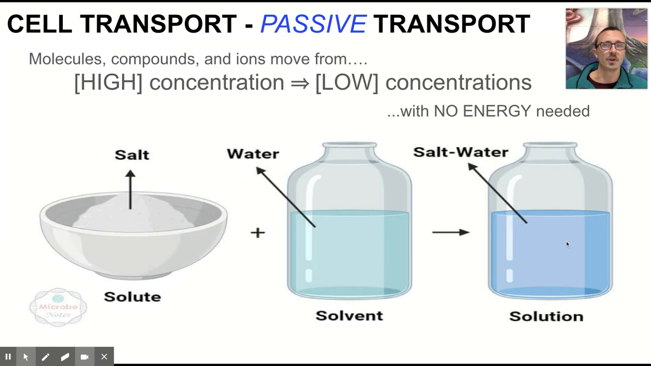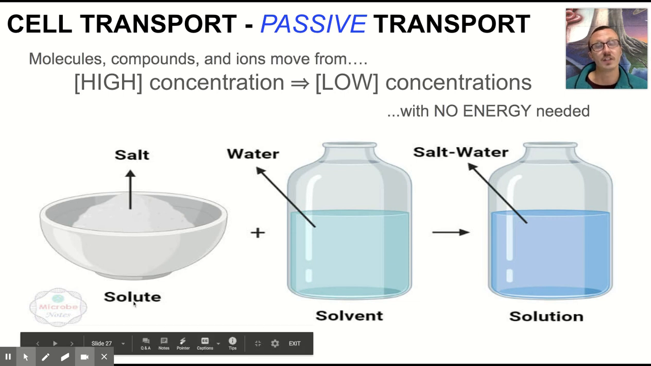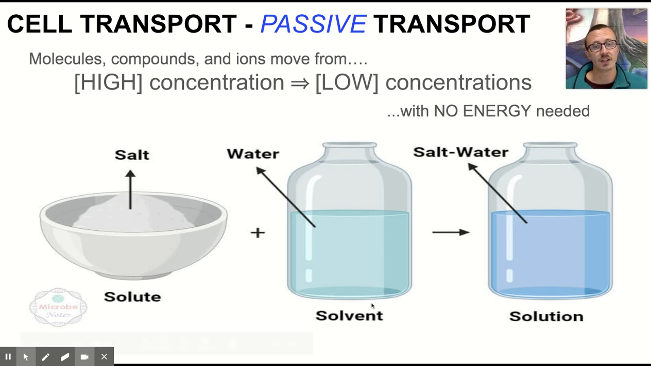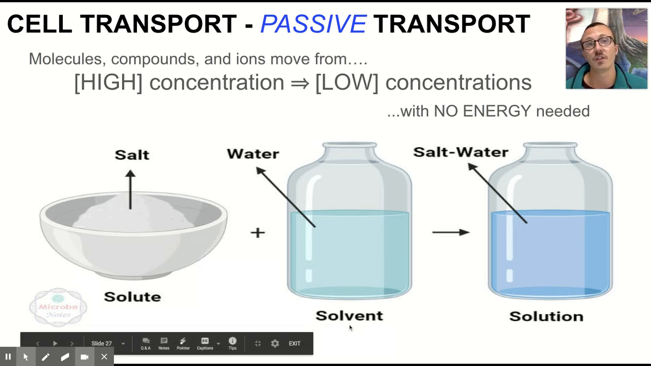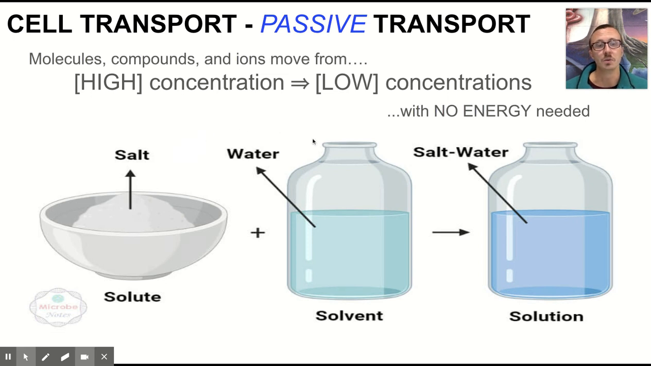Well, let's talk about some vocabulary here. The salt is going to be what is dissolved, and so we call that the solute. And in this case, water is going to do the dissolving, and so we would refer to that as the solvent. And so we add our solute to our solvent, and we end up with a solution.